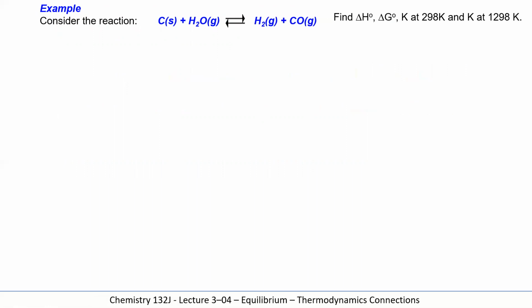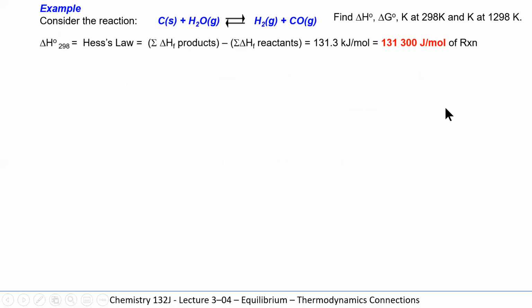So let's look at how to do that in this particular chemical reaction. We've got an equilibrium here of carbon and water, an equilibrium with hydrogen and carbon monoxide, and we'd like to calculate delta H naught, delta G naught, K at 298, K at 1298, so at two different temperatures. So we can use Hess's law to calculate delta H at 298. We have tables that give us that data.